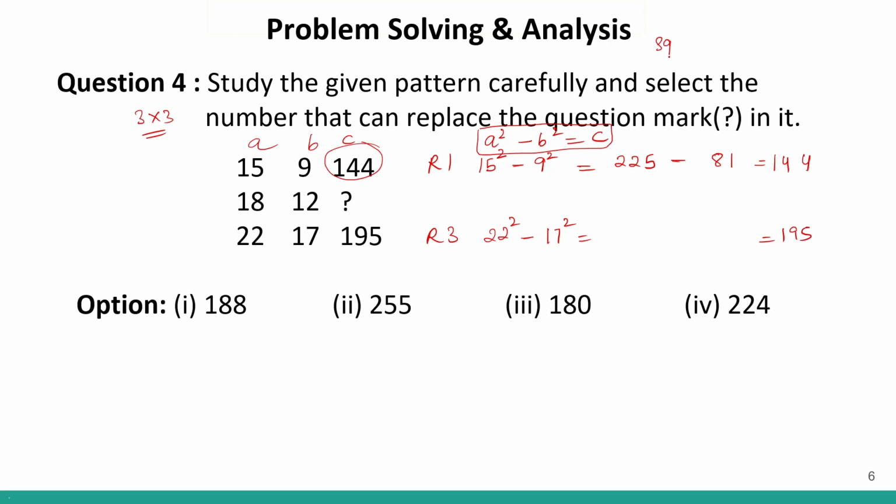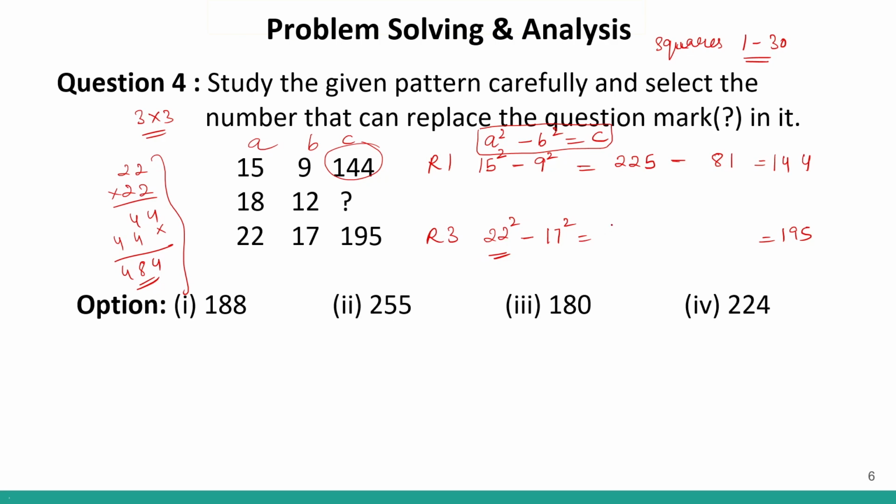Now I told you to remember squares of at least 1 to 30. Why? Because questions like these involve the use of squaring. If you remember squares from 1 to 30, you can get your answer much quicker. Otherwise, you would have to do 22 into 22, which is 484. So this takes a lot of time, and time is very precious when it comes to competitive exams. You cannot afford to waste time at all. So if you remember the square of 22, it becomes much easier to solve such questions.